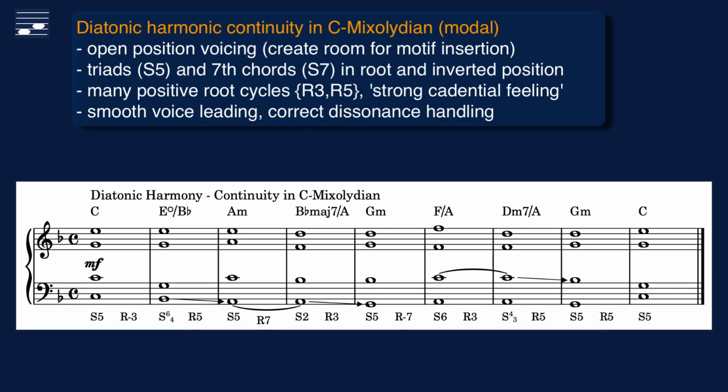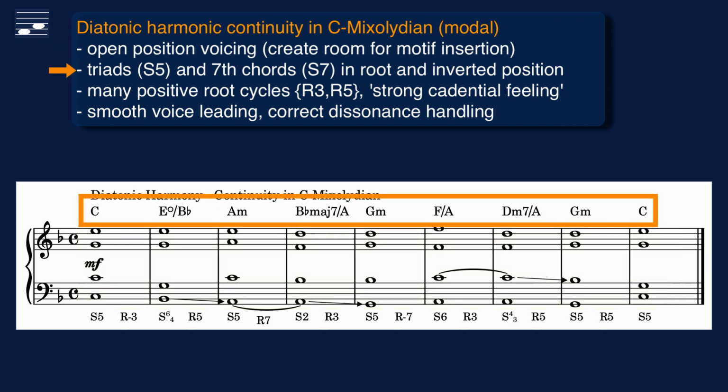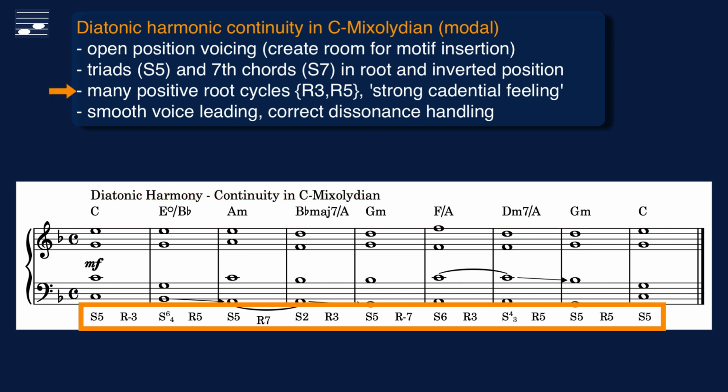We'll use a 4-part chord progression in C Mixolydian. Note the open position voicing that creates room in the pitch domain for inserting a motif, minimizing the voice crossing danger. The harmony contains triads and 7 chords in root and inverted position. Root movement includes many positive diatonic cycles, establishing strong cadential character. The voice leading is smooth, mostly stepwise, with correct dissonance handling.